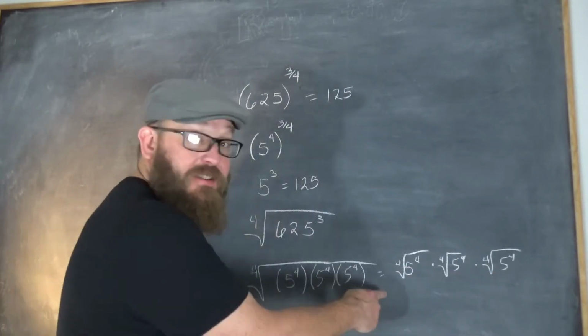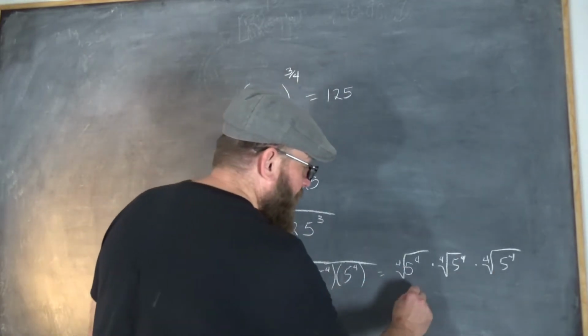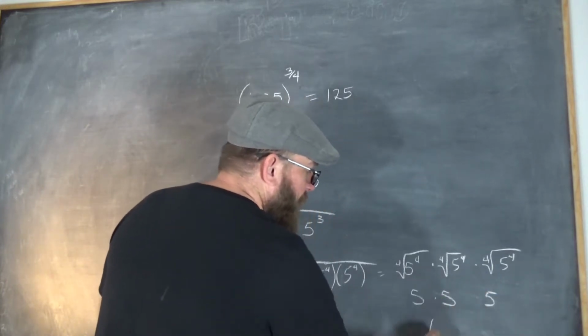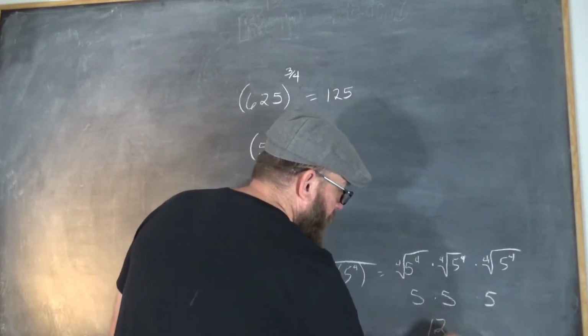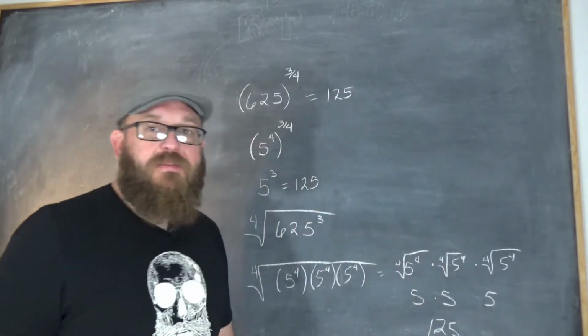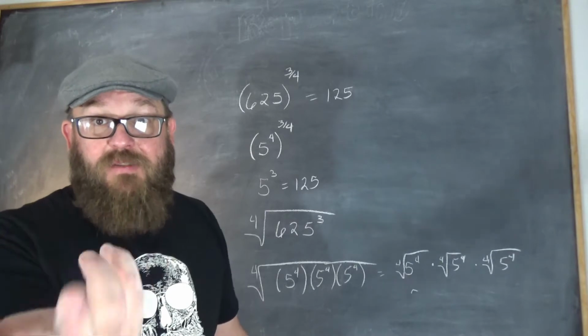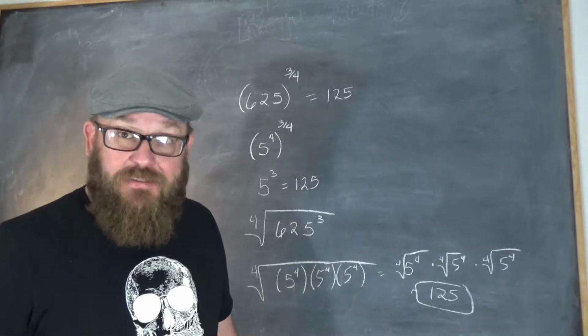The 4th power, each one of those is worth 5. This is 5, this is 5, and this is 5. And they're all multiplying. That gives you 125. This one's 5, that one's 5, that one's 5. 5 times 5 times 5, but that way is clunky.